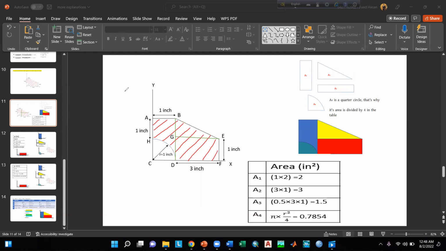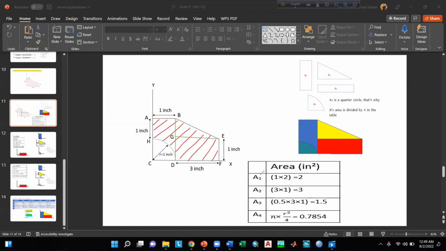So why have I divided it like this? If you look carefully, here it is our overall A1 portion. Then it is our A2 portion. Then this is our A3 portion. So if you add A1 plus A2 plus A3, you will get the overall area of this composite body. And then if you subtract this circular portion A4 from A1 plus A2 plus A3, you will get this shaded region. So we have to calculate the centroid for this shaded region.